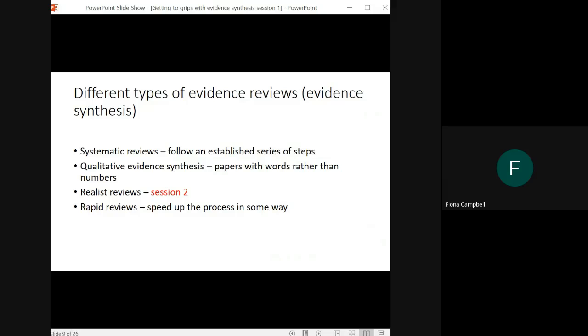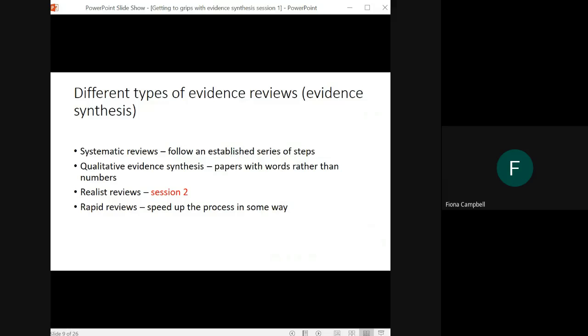But we might also be wanting to do a synthesis of studies that have been qualitative, and those are studies that have been designed to elicit how people feel about or what they think about something, and they really help us to understand perhaps why an intervention may be acceptable or not acceptable, or how people experience or interpret situations.